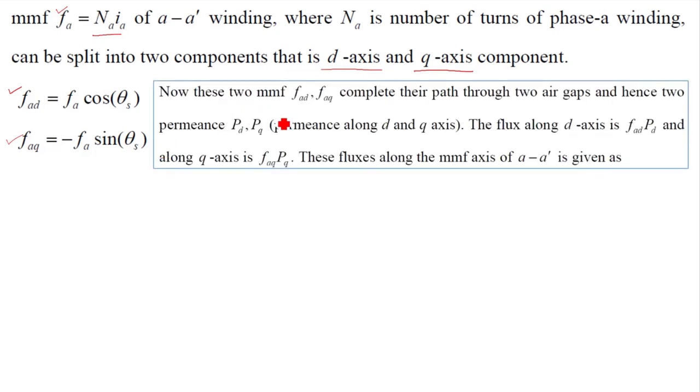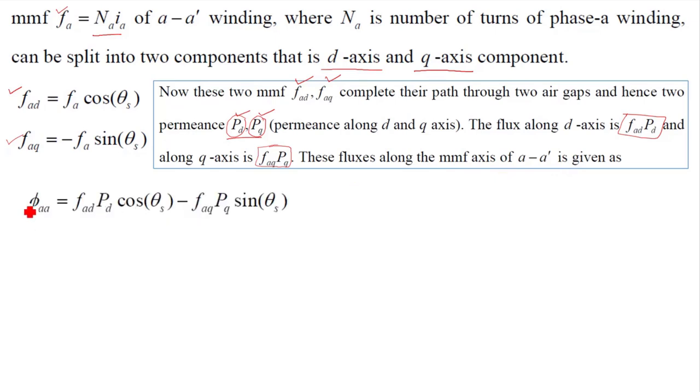Now these two MMFs, FAD and FAQ, complete their path through two air gaps, and hence two permeances exist. One is PD and the other is PQ, the permeances along the D and Q axes. So along the D axis we'll consider PD, and along the Q axis it is PQ. So we know the flux along the D axis will be FAD PD, right? And the flux along the Q axis will be FAQ PQ, because we know permeance times MMF will give us flux, right? So these fluxes along the MMF axis of A dash are given here. If I write the flux through the phase A winding, I can write it as FAD PD, that is in the D axis, FAD PD into cos of theta s.